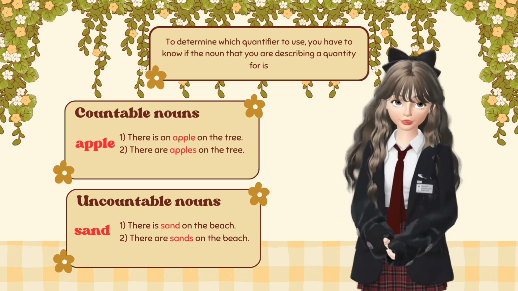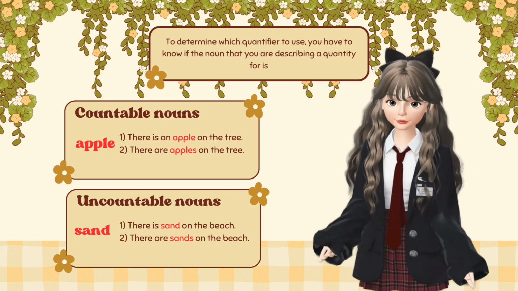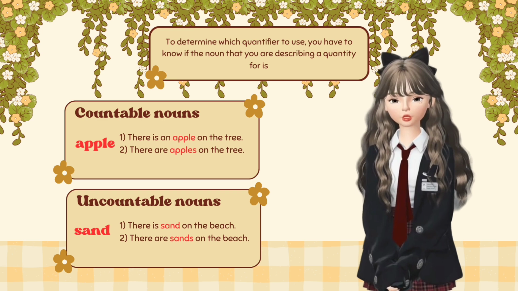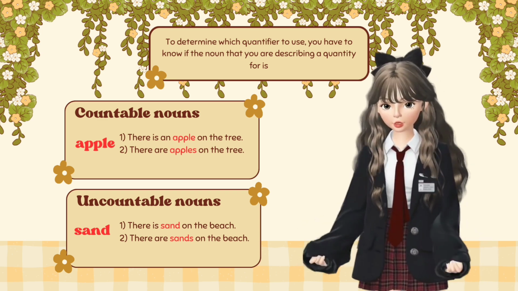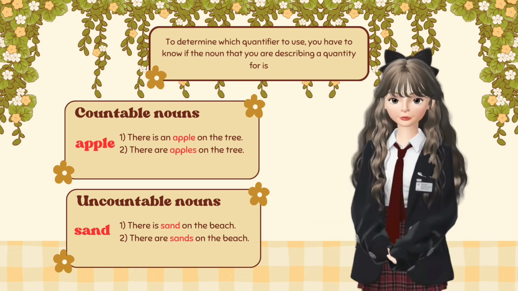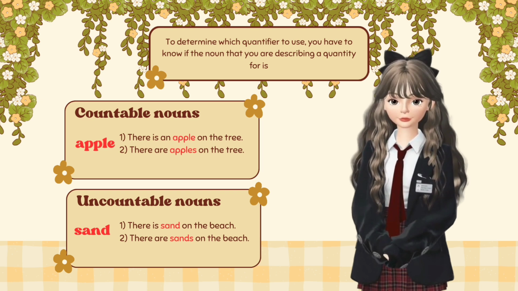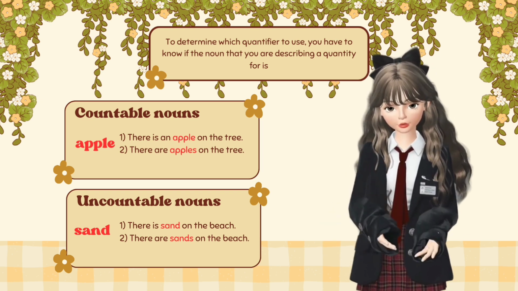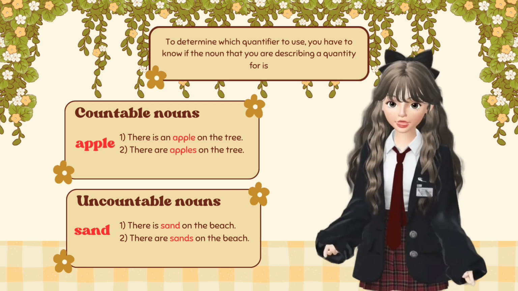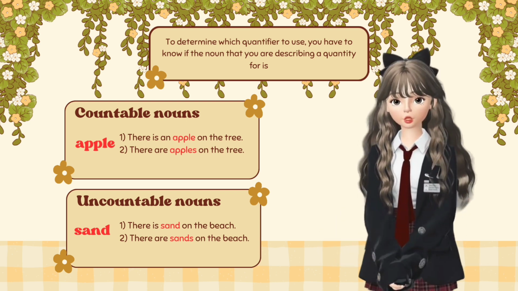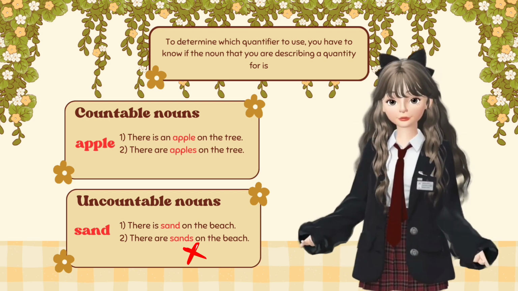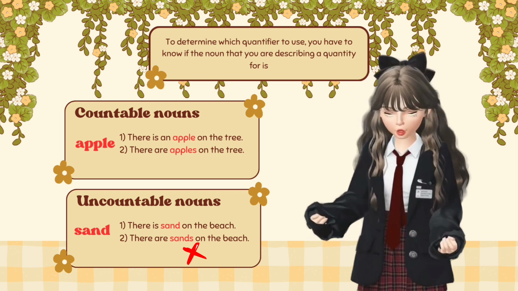Alright, so countable nouns, we can make them plural. In this particular case, I just added S to apple to make it plural, but other countable nouns have other ways to make them plural. Let's go to the next set of examples with the uncountable nouns. In this case, we are talking about sand. Sand is what we call a mass noun. A mass noun is a group of something and we count a group as one, so they're singular.